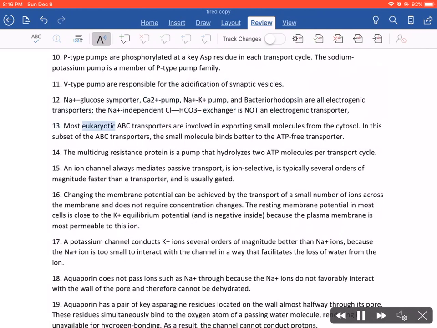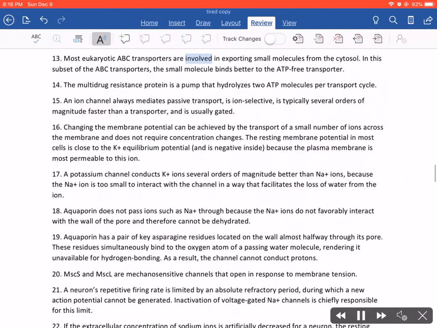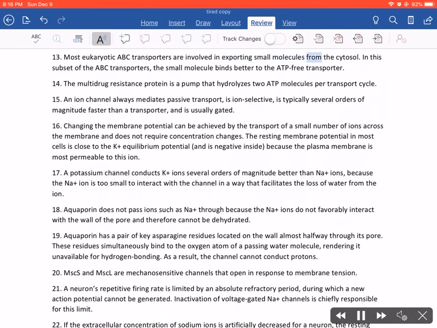13. Most eukaryotic ABC transporters are involved in exporting small molecules from the cytosol. In this subset of the ABC transporters, the small molecule binds better to the ATP-free transporter. 14. The multidrug resistance protein is a pump that hydrolyzes 2 ATP molecules per transport cycle. 15. An ion channel always mediates passive transport, is ion selective, is typically several orders of magnitude faster than a transporter, and is usually gated.